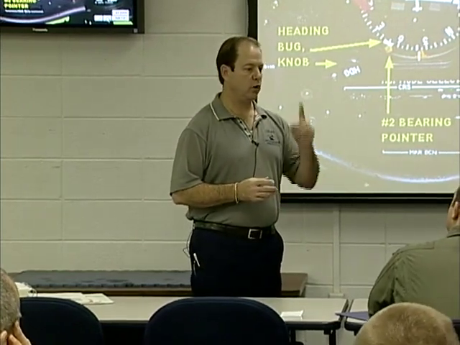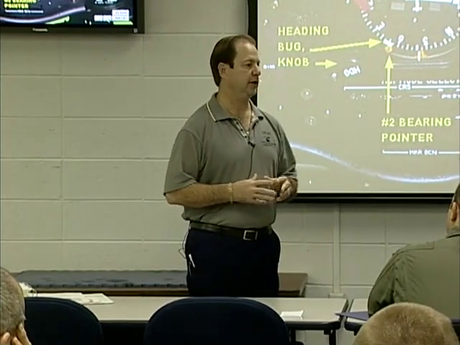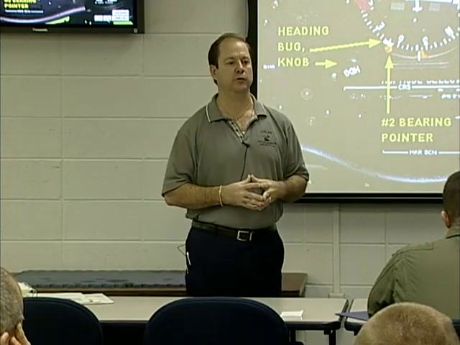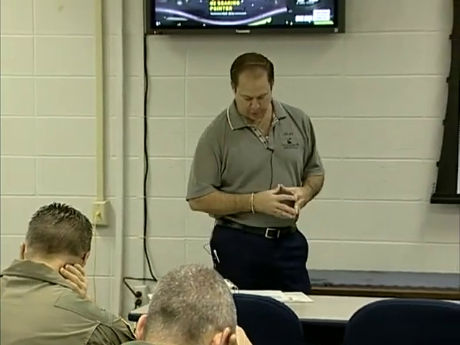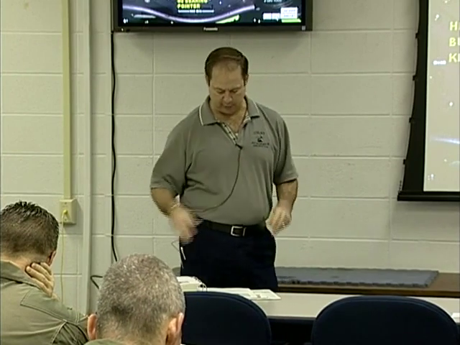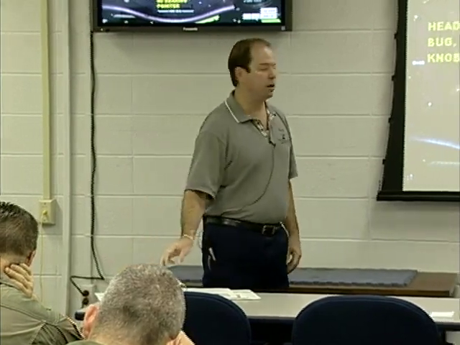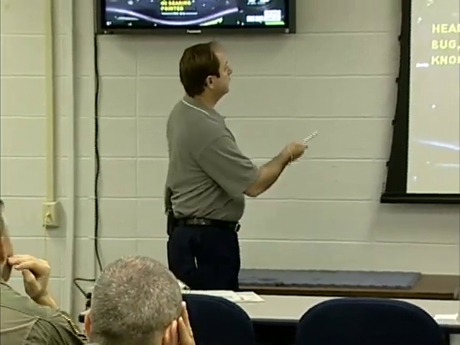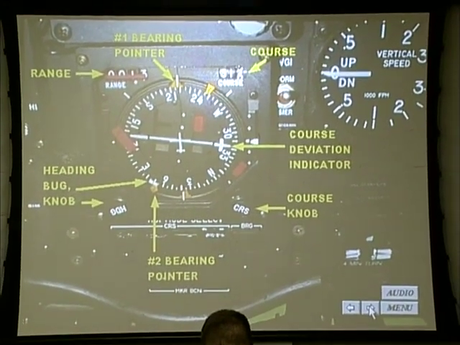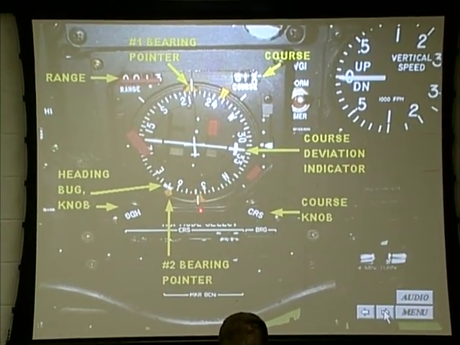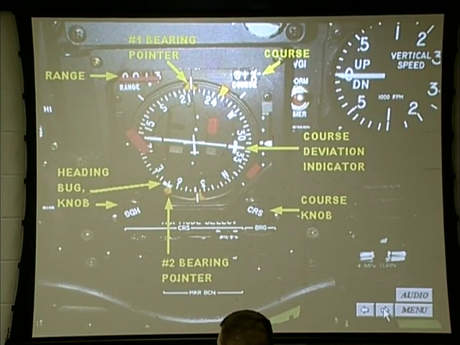Now, we have one single directional gyro, and it is feeding both of those horizontal situation indicators. The compass card itself will turn to display the heading from that directional gyro, and it presents the helicopter heading. It's read by the lubber line. Now, the lubber line is right here. But what you have to keep in mind is, what is this down here? It's a lubber line too.